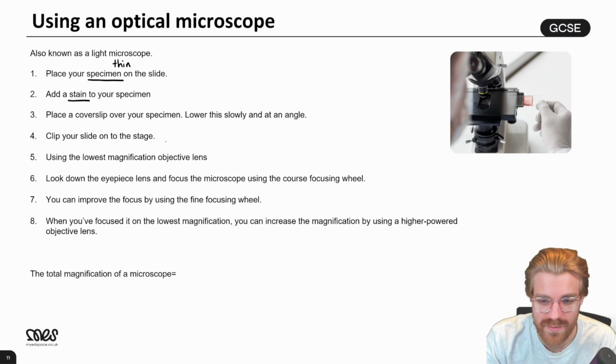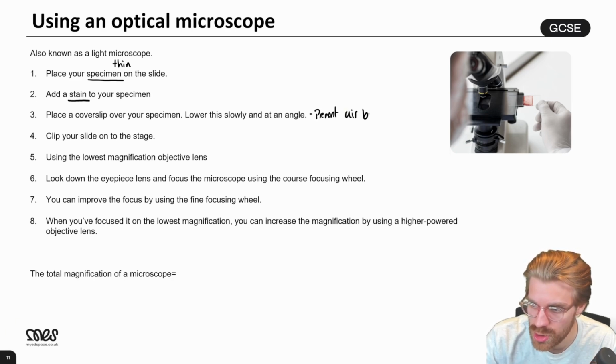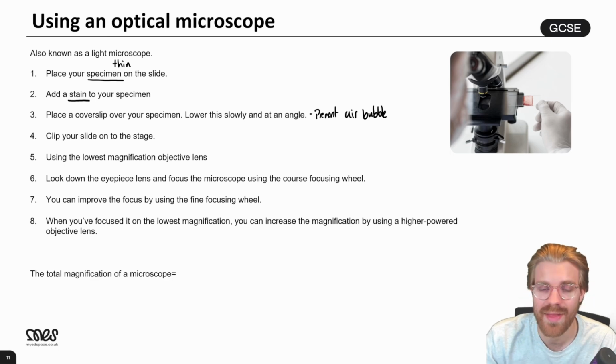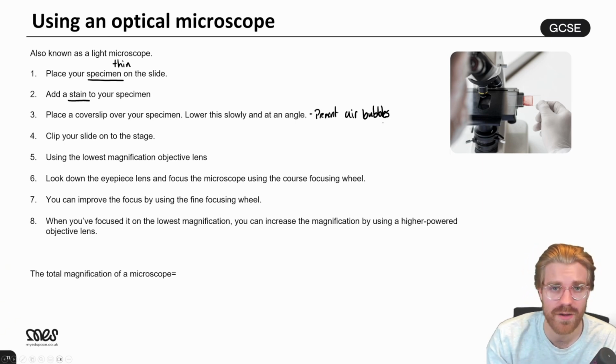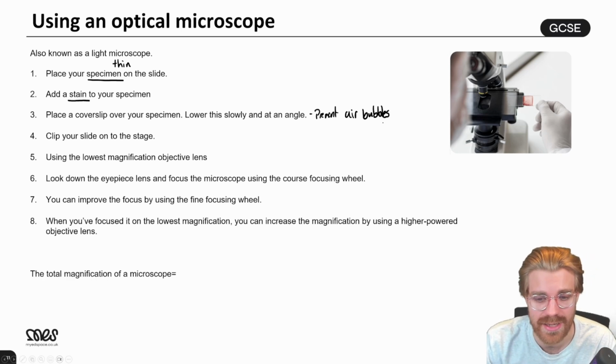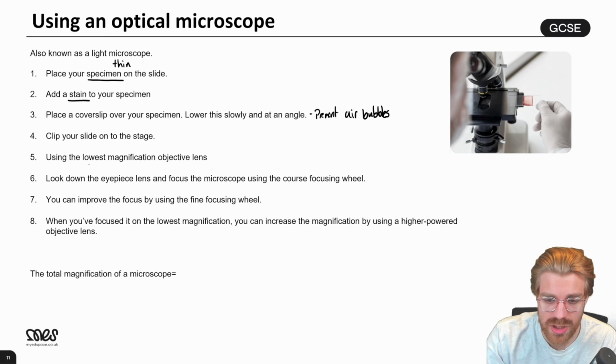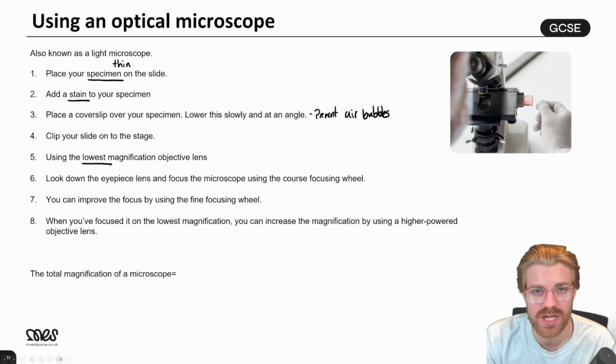We're then going to place a cover slip over your specimen, lowering it slowly and at an angle, and that is going to prevent air bubbles. You might have done this in school and you might have not done it very, very well, and that means you might have got air bubbles onto your slide, and the air bubbles then distort the image and make it harder for us to see the cells clearly.